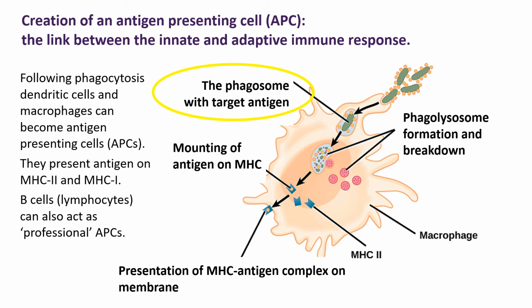So we start with our phagosome. We have phagocytosis, and of course the antigen that binds is then put into a phagosome. And as in phagocytosis, the phagolysosome forms because we have a lysosome that comes and fuses with the phagosome. And we end up with breakdown of the target.